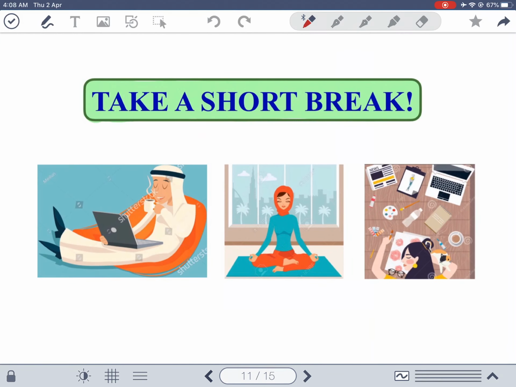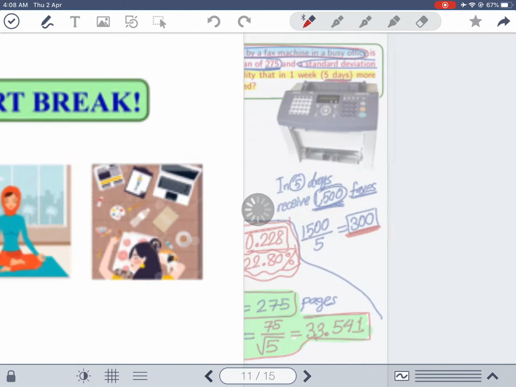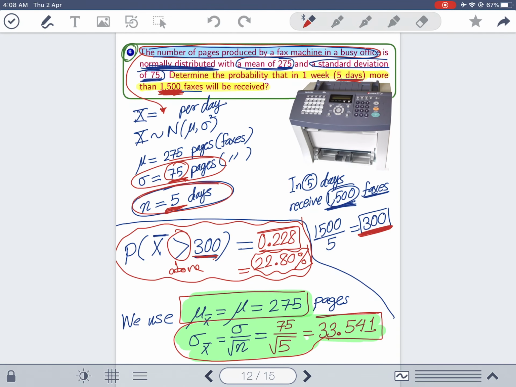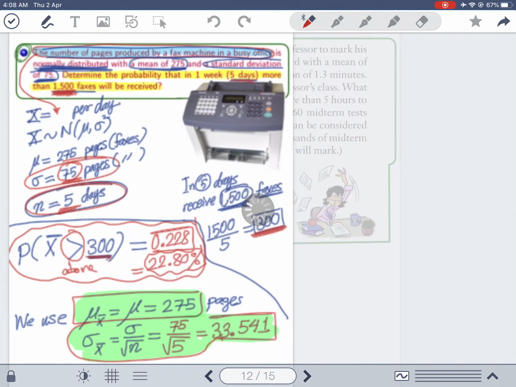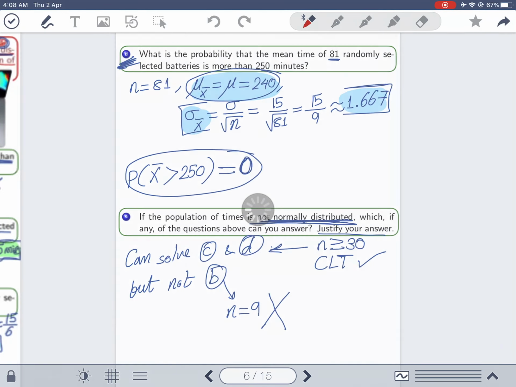And now your job is to solve problem 5. Remember, this is your homework now. And there was another one, this one here, number 3 and number 5. Please download them now and work on them. And 5 is similar to both 4 and 6. And 3 is similar to 2 and 1.